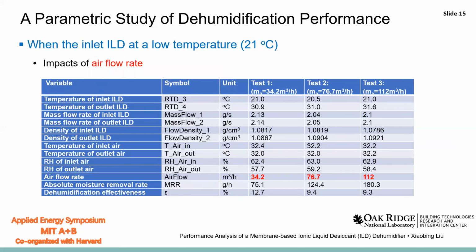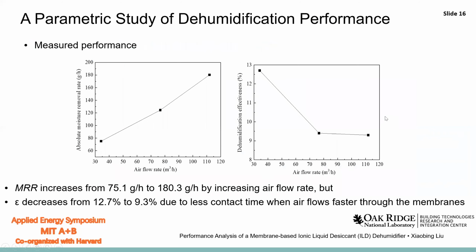To comprehensively understand the performance of the dehumidifier, we conducted a parametric study under two different conditions. The first condition is when the inlet ionic liquid desiccant is at a low temperature, around 21 degrees C. First, we studied the impact of the air flow rate by conducting these three tests, with the air flow rate varied from 34 to 112 cubic meters per hour. The other variables of the air and the ionic desiccant were kept constant and almost the same between these three tests.